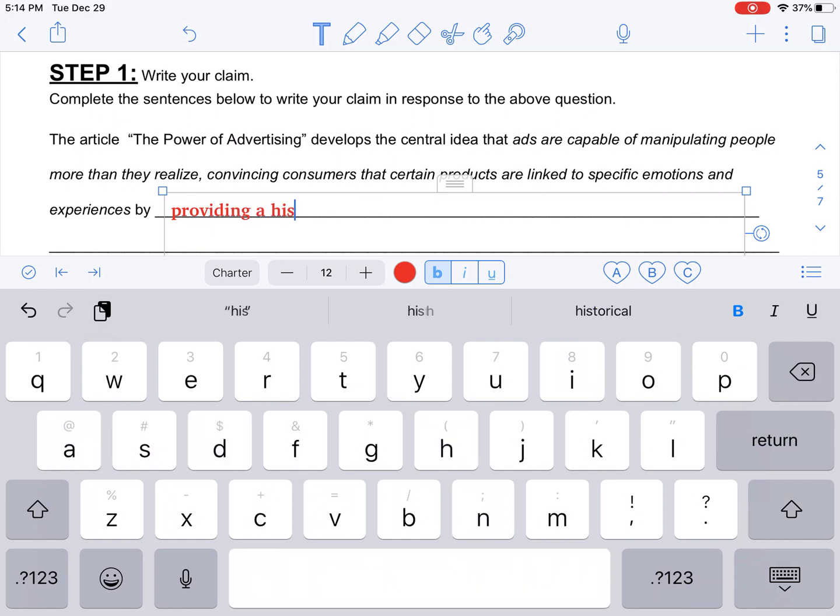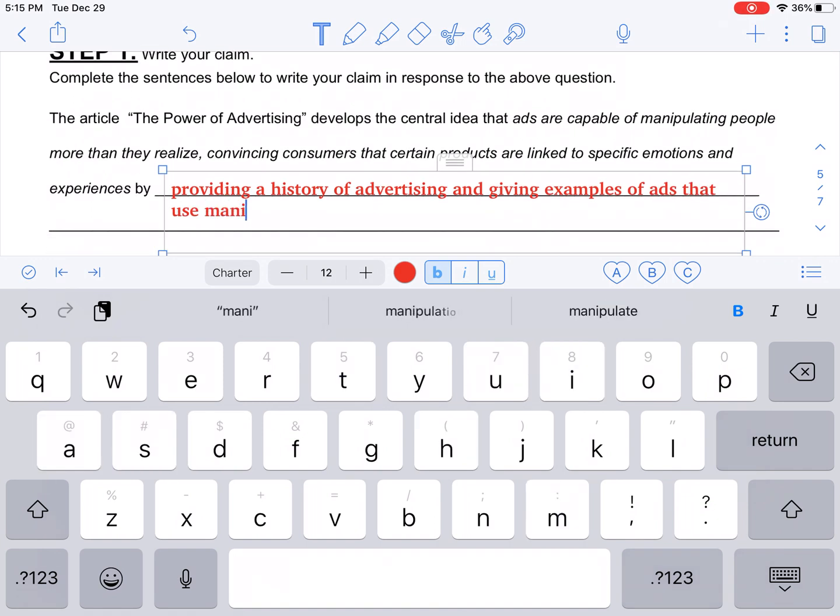a history of advertising and giving examples of ads that use manipulation to sell products, I should say, sorry, via feelings and experiences.